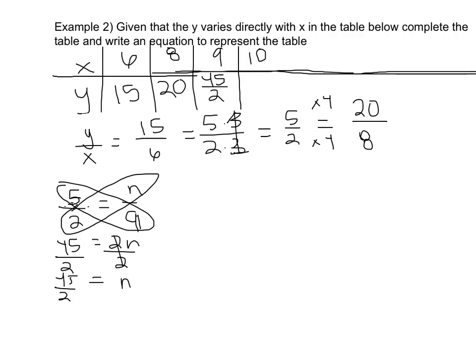45 halves. And then the last one should be fairly easy, right? Because 5 halves needs to equal something over 10. For my denominator, I would just multiply by 5. So in my numerator, I also want to multiply by 5, and I get 25 tenths. So the number here that I'm missing is 25.